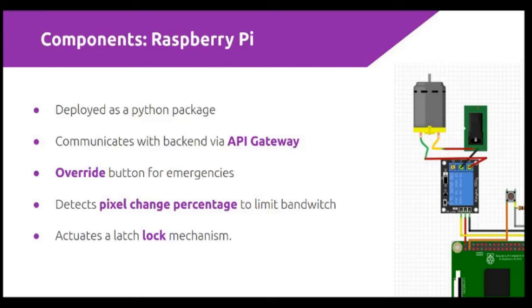So the first set of components that's worth mentioning is the Raspberry Pi. It's deployed as a Python package. It communicates with the backend via API Gateway. There's an override button that we've demonstrated for emergencies, and what it does is it detects pixel changes. If too many pixels have changed in the frame, then it'll send it over to processing because there's obviously been movement and there might be someone in frame. It does this to save bandwidth, and this entire system is set up so that when it gets a response back from API Gateway, which again is triggering the SageMaker model for detecting the mask, it actuates the lock mechanism if it detects you wearing a mask.